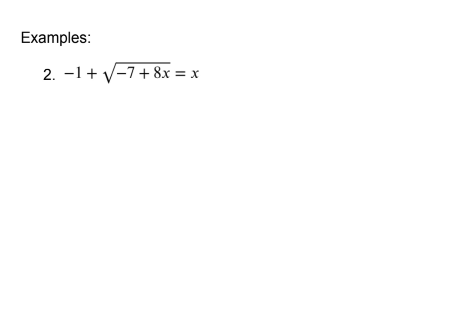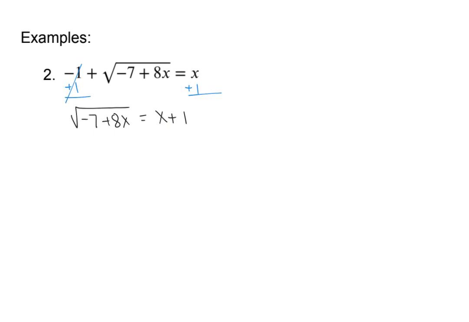Let's try example 2. Step 1, get the root by itself. Well, here's my root. It's on the left. So everybody not under the root has to be on the right. So this negative 1 is in the wrong spot. So let's add the 1 to the other side. So these are going to cancel and leave me with just the square root of negative 7 plus 8x. Now on the other side, I go to put that 1 with the x, and those aren't like terms, so I'm just going to have to write it as x plus 1. Okay, we've gotten the root by itself.